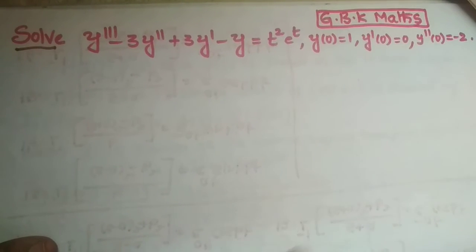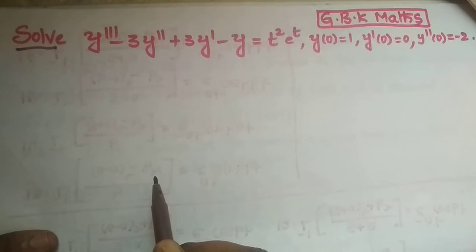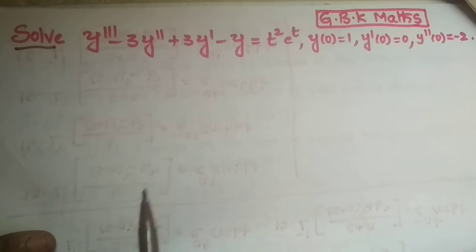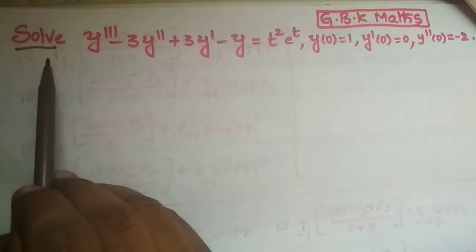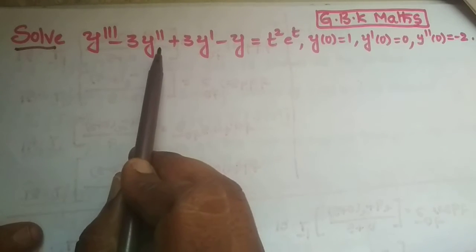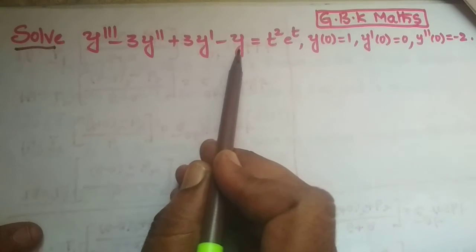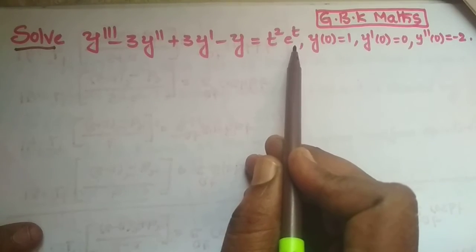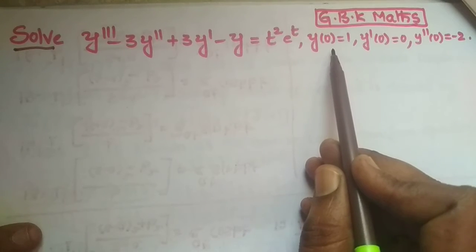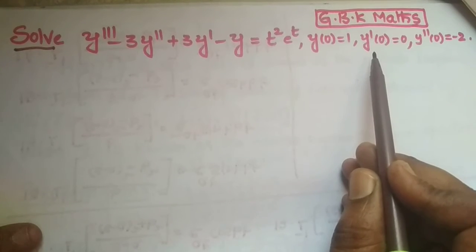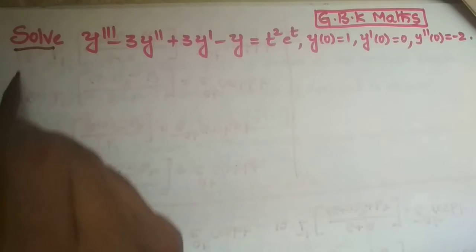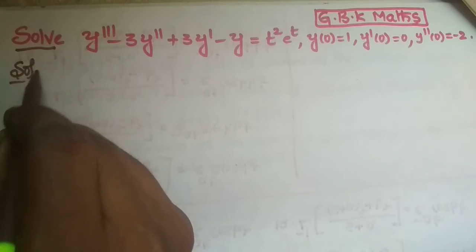Hi viewers, now I am taking applications of Laplace transformations to differential equations with constant coefficients, with an example. The example is: solve y triple prime minus 3 y double prime plus 3 y prime minus y equals t square e power t, with initial conditions y of 0 equals 1, y dash of 0 equals 0, y double dash of 0 equals minus 2. So let us start the solution.